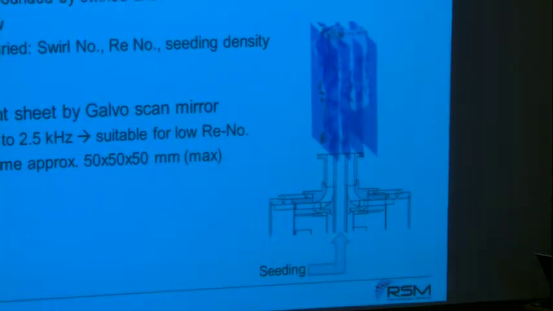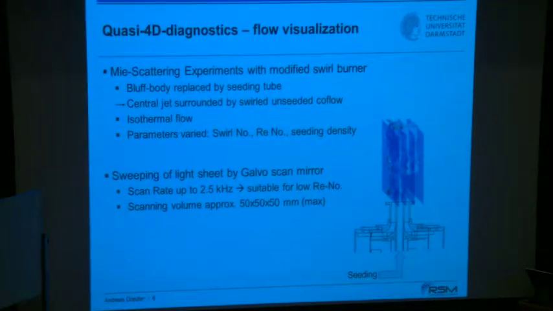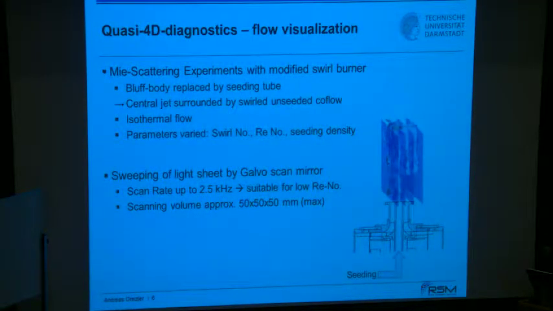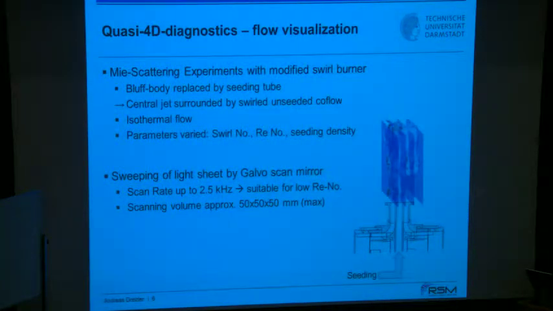And everything here was just isothermal. And it's then nice to see what actually happens in the mixing layer if you change the swirl number and Reynolds number, play around with the parameters of the sweep velocity, which was here limited because at that time it was a galvo scan mirror, a very simple and cheap device, but limited in the scan rate, just to see what you can do with that.